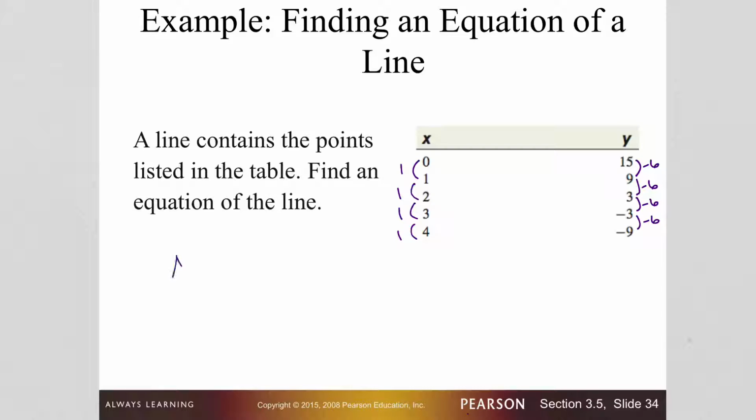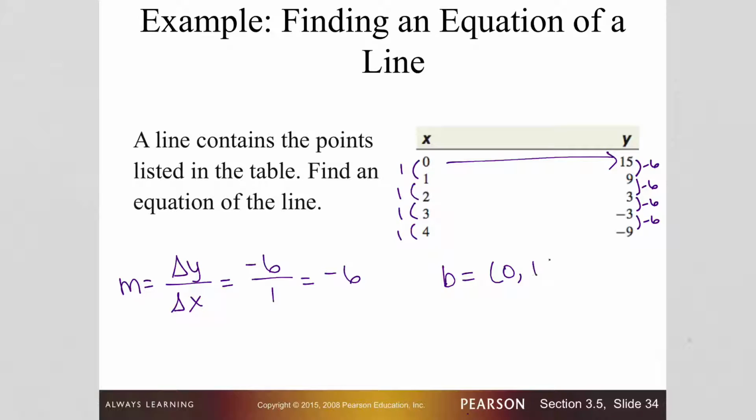So I've been saying all along, change in y over change in x, that triangle means change, or delta. My change in my y's is a negative 6. My change in my x's is a positive 1. So that gives me a slope of negative 6. Now the only other piece of information that I need in order to write the equation of this line is my y-intercept. So I need my b. And whenever x is 0, my y is my y-intercept. So I have enough information to write the equation of this line. There we go. We're done.